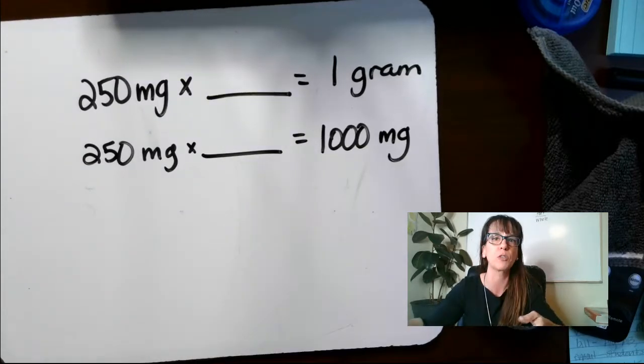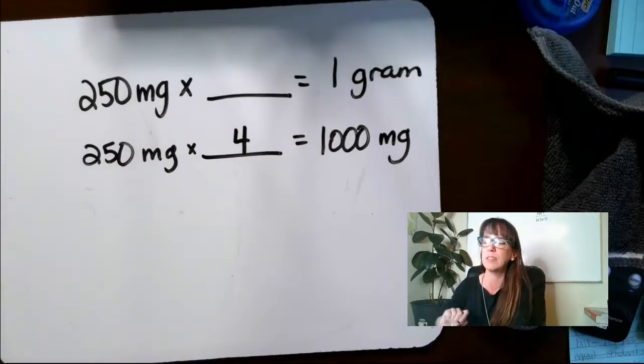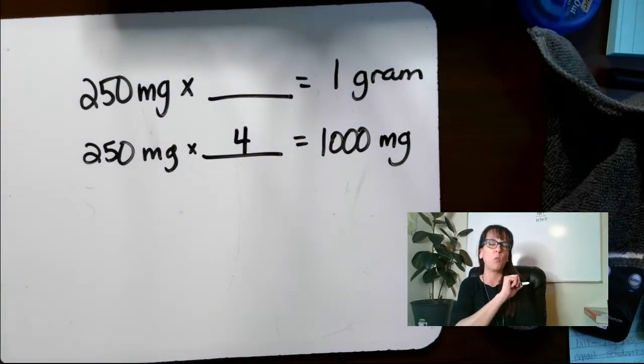Well, guys, think about quarters, right? If you have 4 quarters, you have $1. Same thing here. If I multiply this by 4, I get 1,000. So you would need to take 4 tablets to get 1 gram of vitamin C.